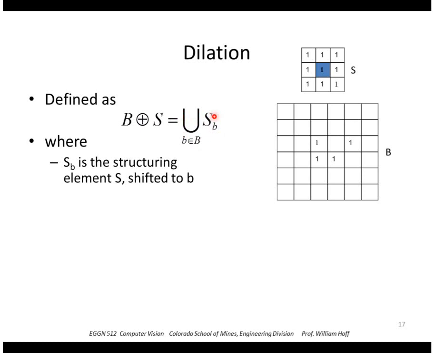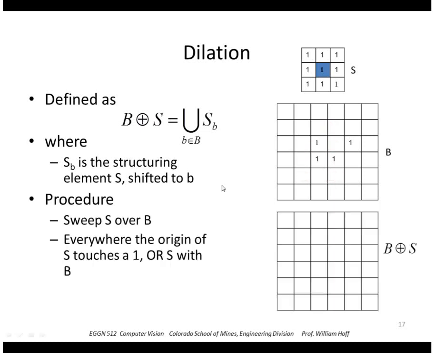Then I center it at another 1, and I take the union of that with this, and so forth. So essentially what I'm doing is I'm sweeping S over B, and everywhere the origin of S is aligned with a 1, I OR S with B.